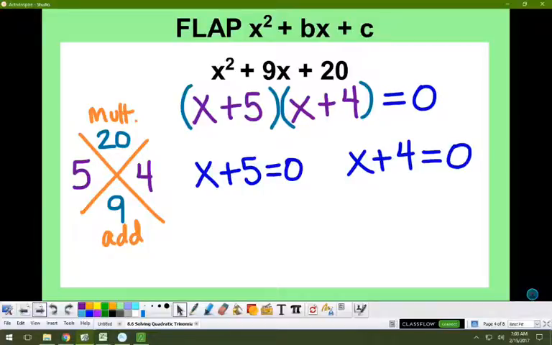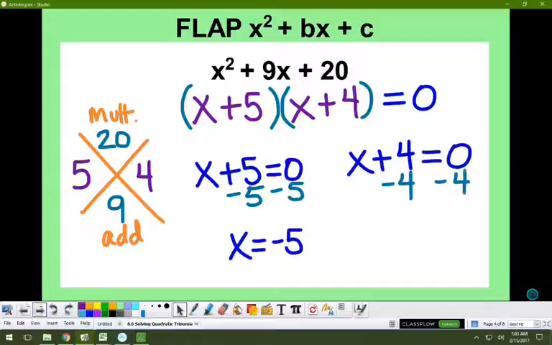Okay, so if I solve these two equations, I'm trying to get x by itself. So I'm going to subtract 5 on the first equation. So that means that x is going to equal negative 5. Same thing for the second equation. We're going to subtract 4 on both sides. So x is going to equal negative 4.